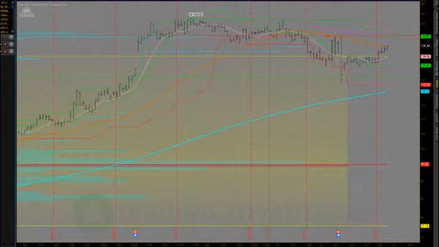So this is an example of how you can use a directional play into earnings with very low defined risk, defined money, capital outlay, and a very favorable reward to risk ratio.